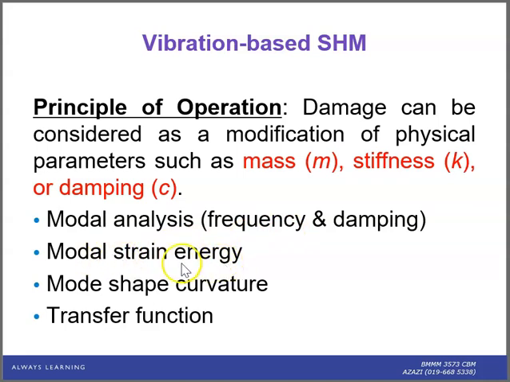So next is modal strain energy. This is the method that has been proposed to estimate the modal loss factors or modal damping ratio of structures with viscoelastic dampers. And this is mode shape curvature. So this is based on the difference of mode shape between damaged and undamaged structure. And this is the transfer function, and it is a mathematical formula to analyze the structural signal.